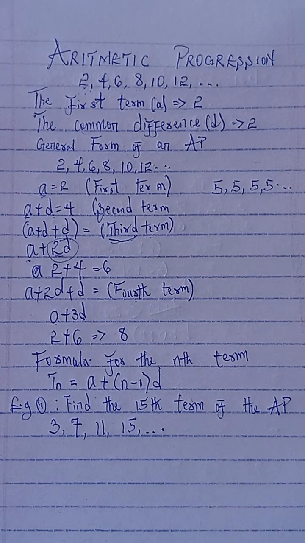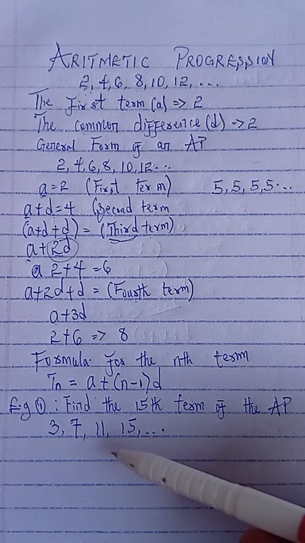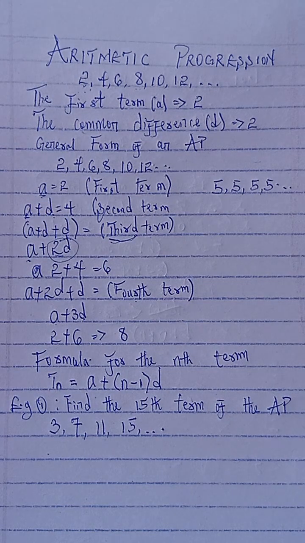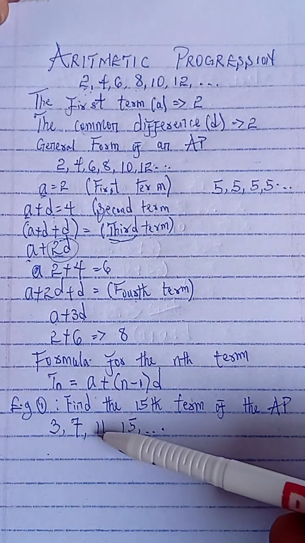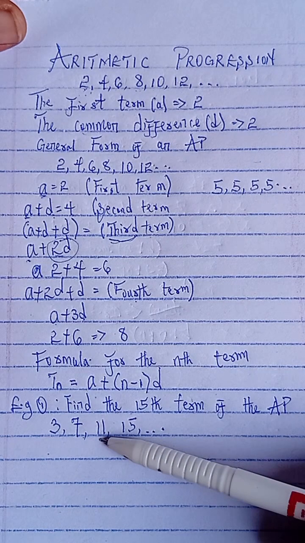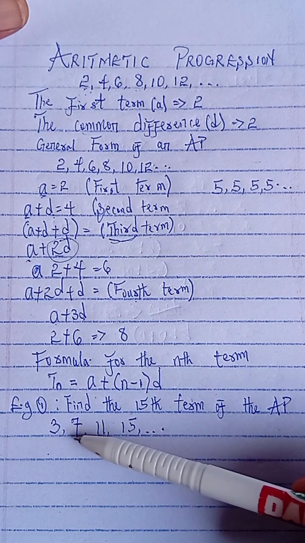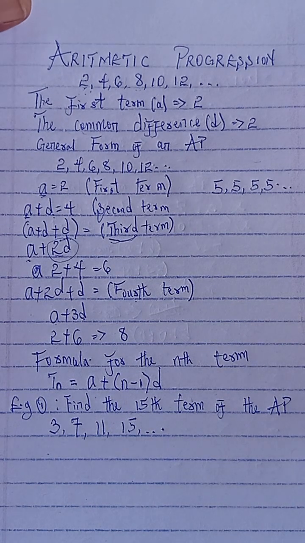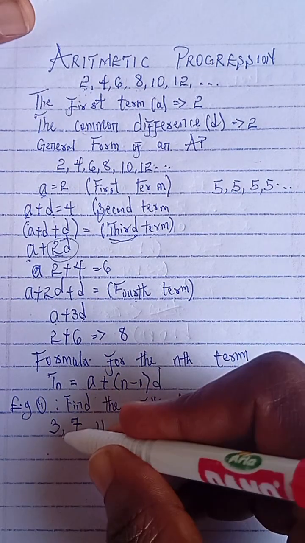Now, having established all of this, let's use it to solve a question. Look at this question quickly. Find the 15th term of the AP 3, 7, 11, 15. Obviously, the common difference here is 4, because pick any two consecutive terms and subtract, you get 4. 15 minus 11, you get 4. If I pick 7 and 3, I get 4. Any two you pick, you get 4. So now, we are finding the 15th term.